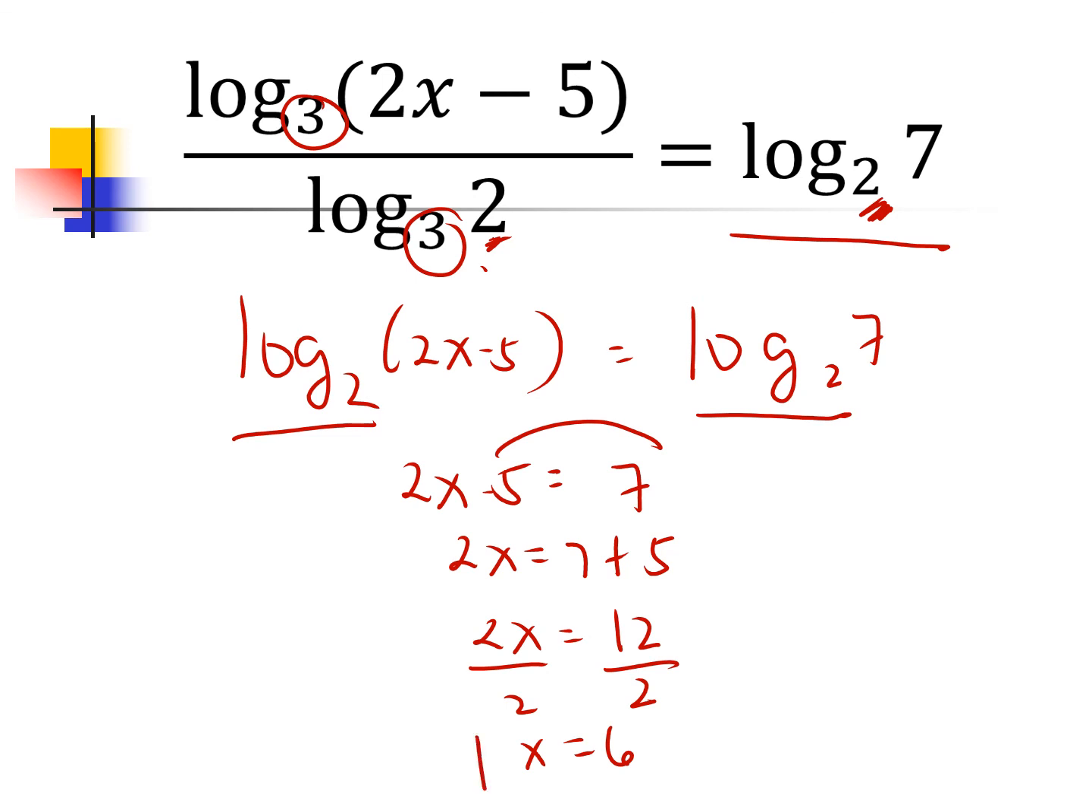So, substitute natin yung x equals 6 to the logarithm. So, 2 times 6 is 12 minus 5 is 7. So, it satisfies the condition. So, since it satisfies the condition, therefore, ang value ng x natin sa example na ito ay x equals 6.